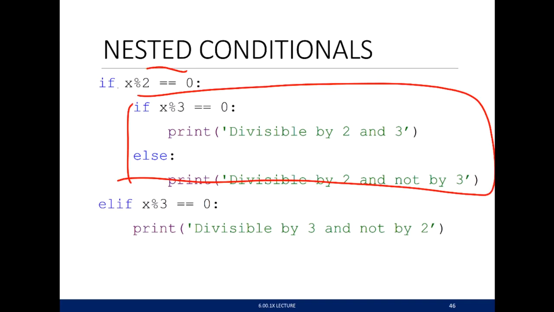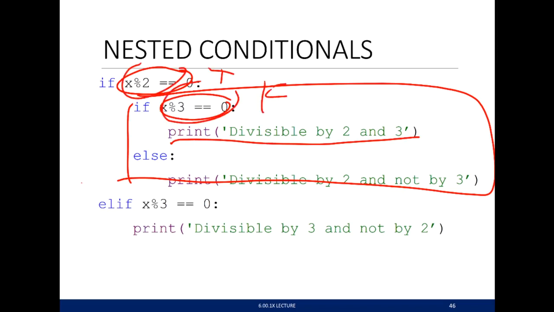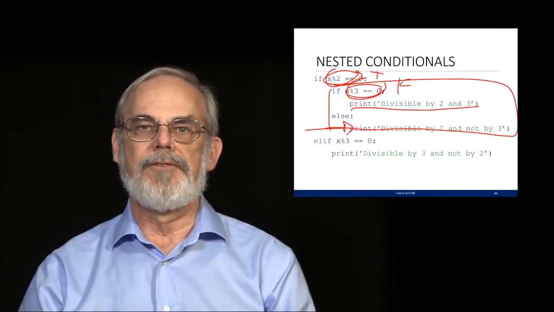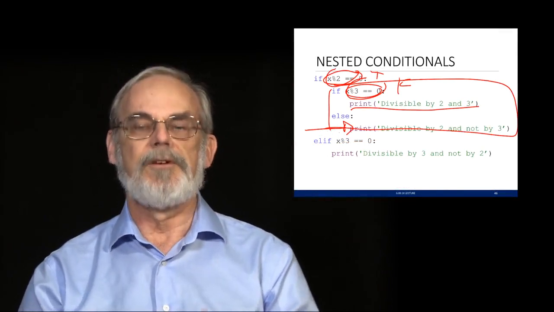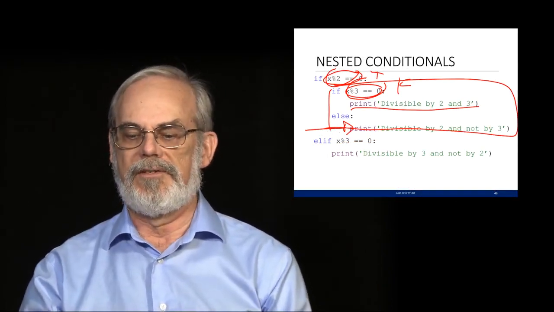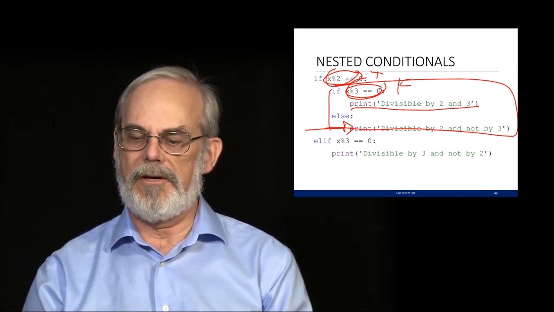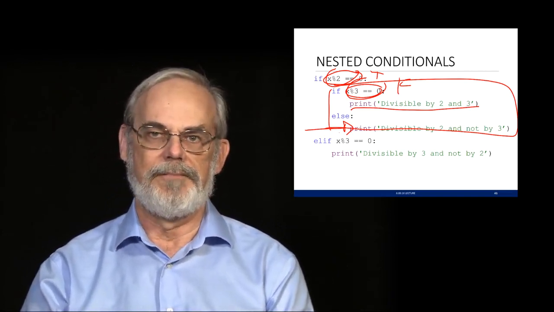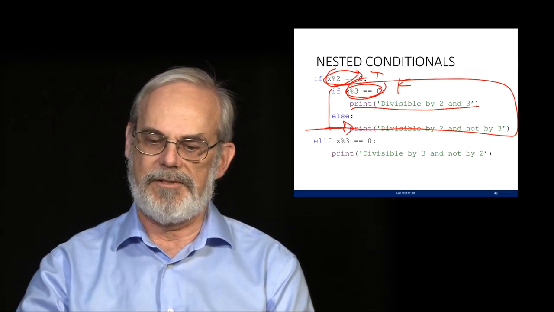It says if this is true, then I'm going to go in and look at this portion. And if this is also true, I'm going to do that. On the other hand, if this is true, but this is false, I'm going to jump down here and run that piece. Again, I invite you to type this in and try it. But it's going to do something that, based on what the value of x is, prints out whether it's divisible by 2 and 3, by 2 and not 3, or by 3 and not 2, as it runs through that sequence of branches appropriately.